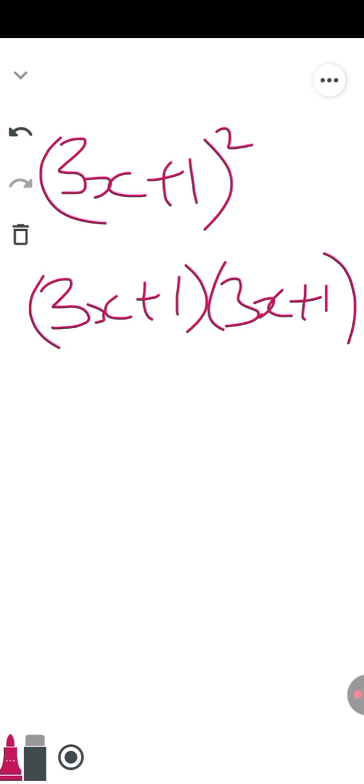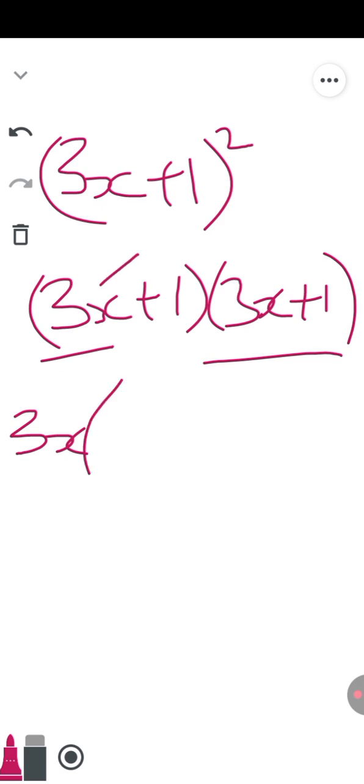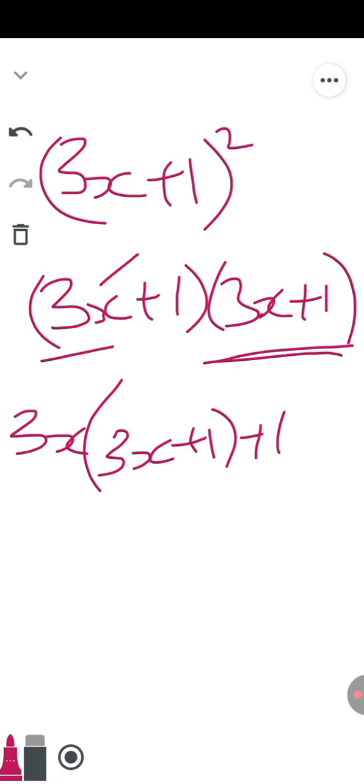You pick the first one here, that 3x. Then you use it to multiply everything here, 3x plus 1. Then pick this plus 1 here. Then use it to multiply all of this again, 3x plus 1. Are you seeing that now?